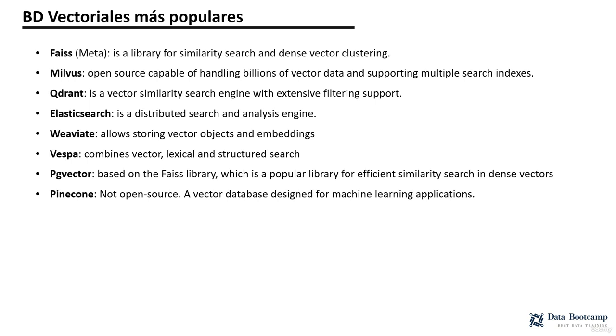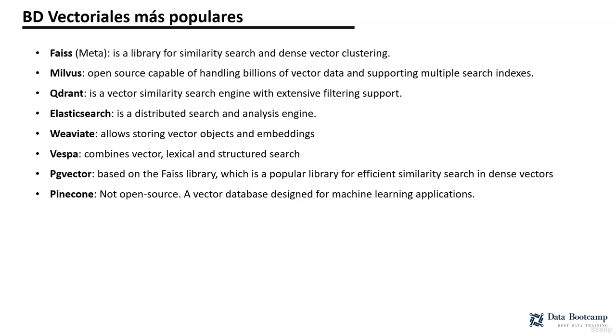FAISS is a library for efficient similarity search and clustering of dense vectors. It can handle vector sets of any size and provides support for parameter evaluation and tuning. Next, we have Milvus, an open-source vector database capable of managing large vector datasets. Milvus supports multiple search indices and has built-in filtering capabilities.